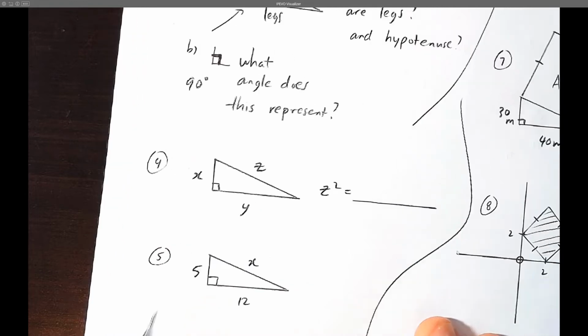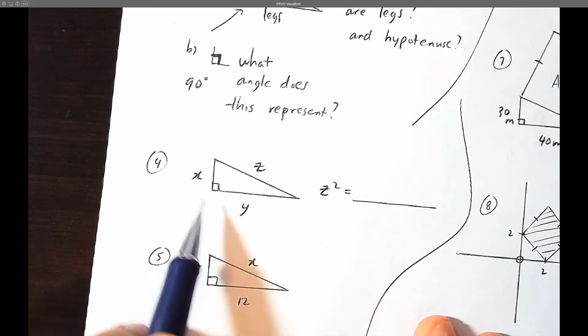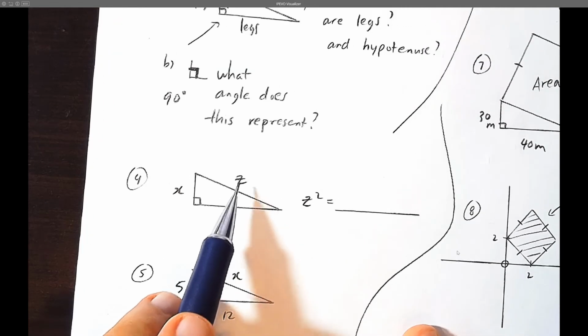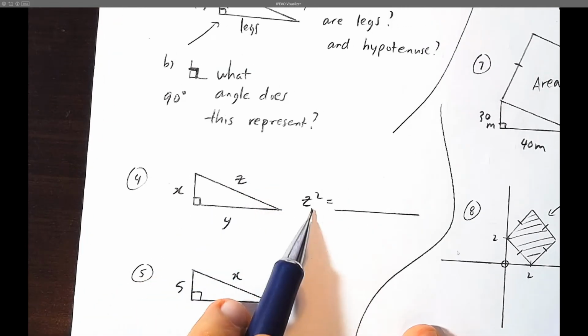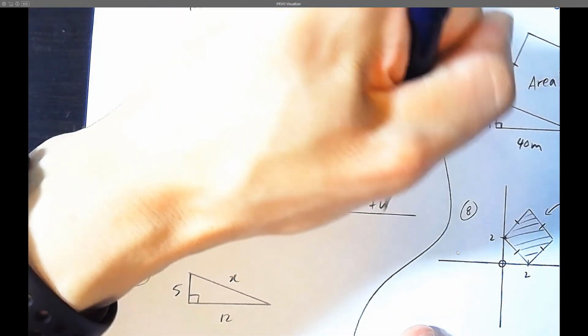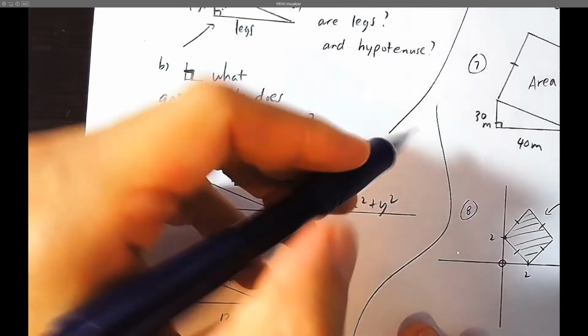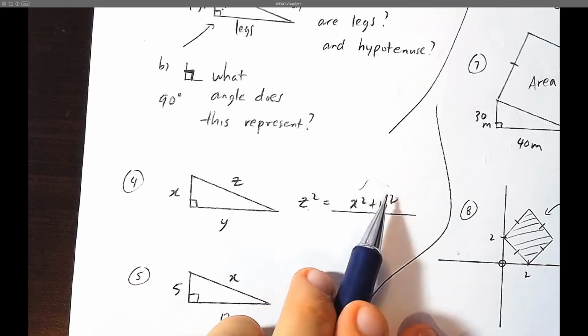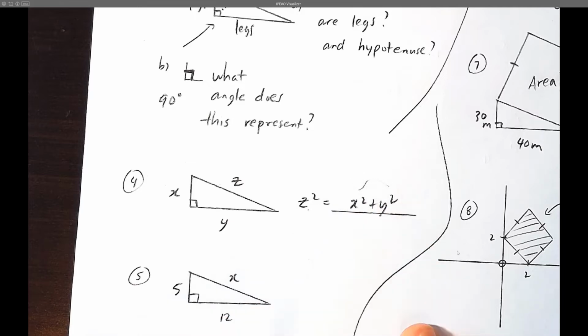Number 4. Now be careful. It doesn't always have to be ABC. We can just make sure that the longest side is all by itself. In this case, the longest side is Z. Z squared equals X squared plus Y squared. And it doesn't really matter if you put Y squared plus X squared because addition is commutative. 2 plus 3 is the same thing as 3 plus 2.